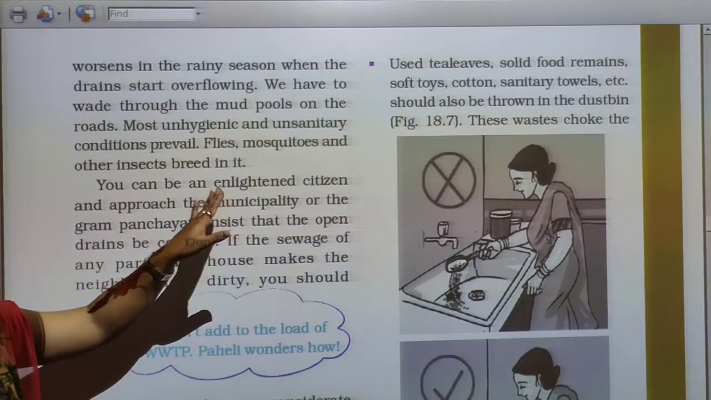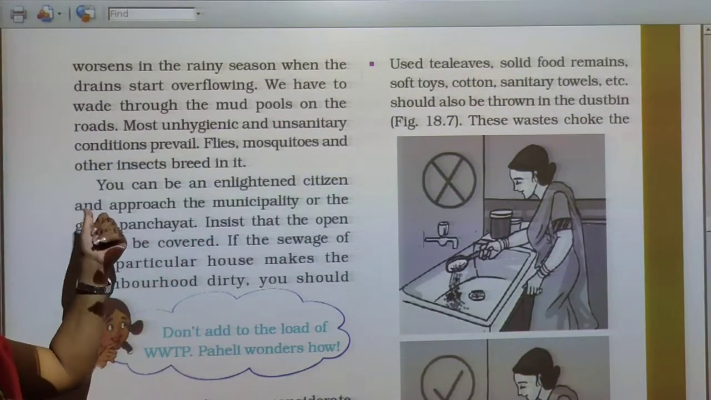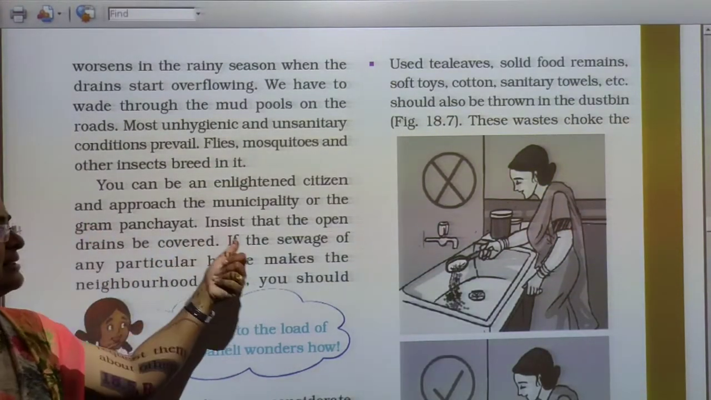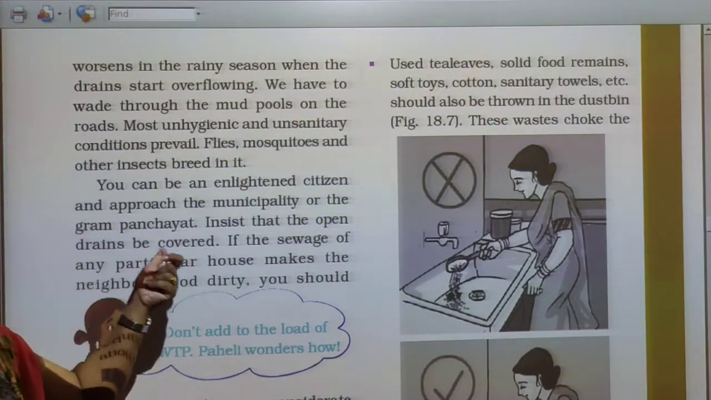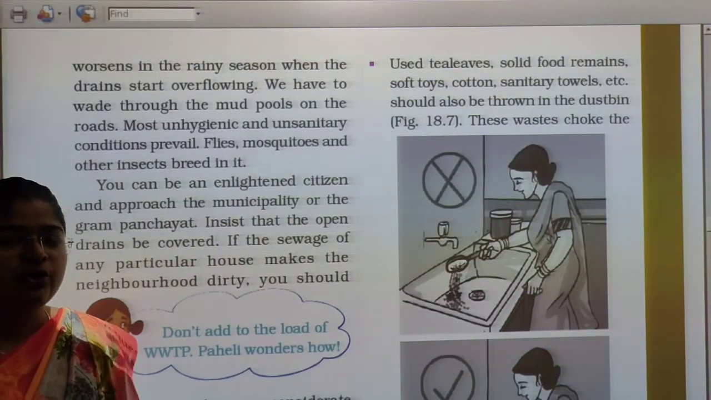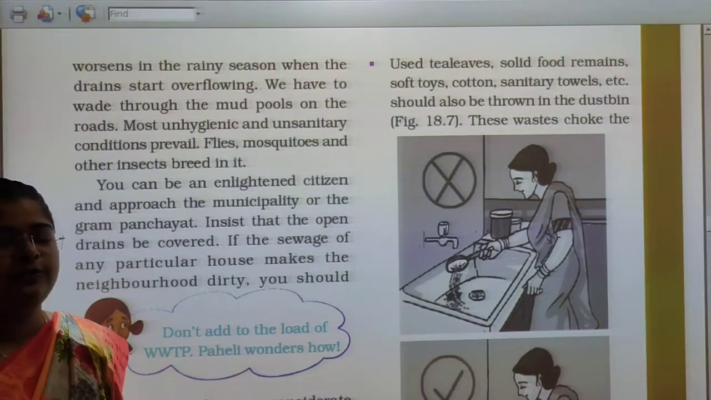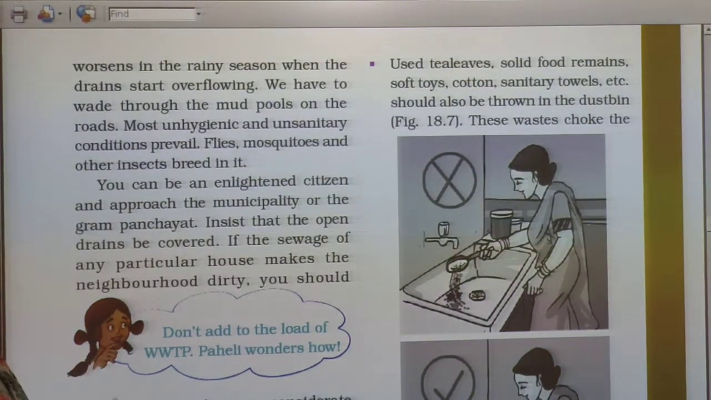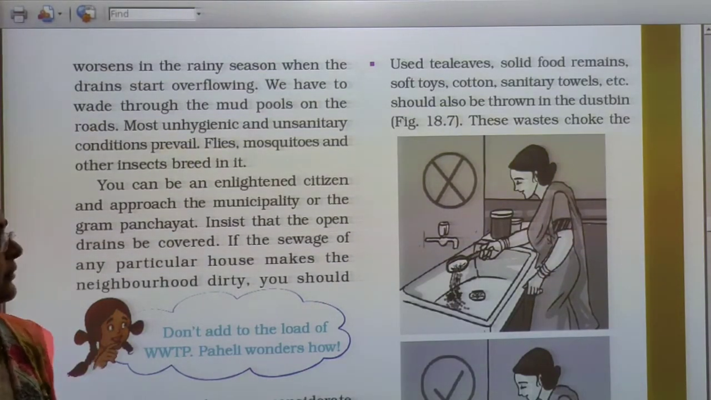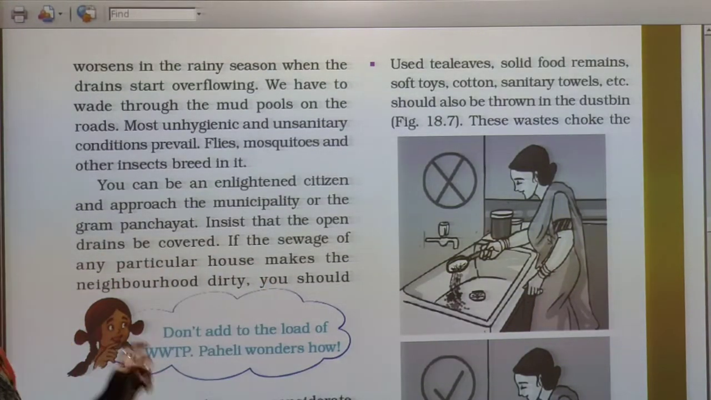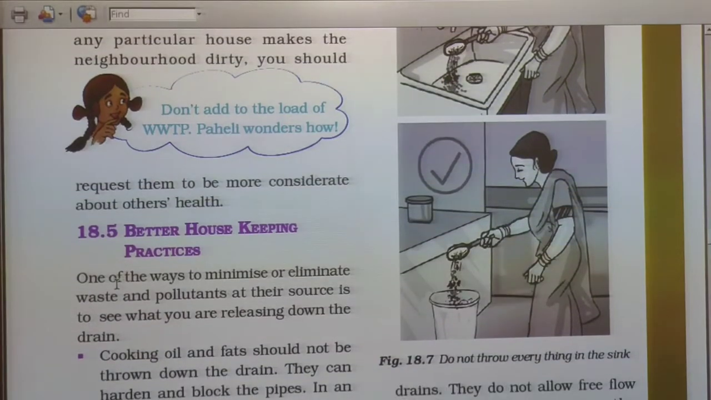You can be an alert citizen and approach the municipality or the Gram Panchayat. Insist that the open drains be covered. So also you request the Gram Panchayat or municipality of your city to cover these drains. If the sewage of any particular house makes the neighborhood dirty, you should request them to be more considerate about others.